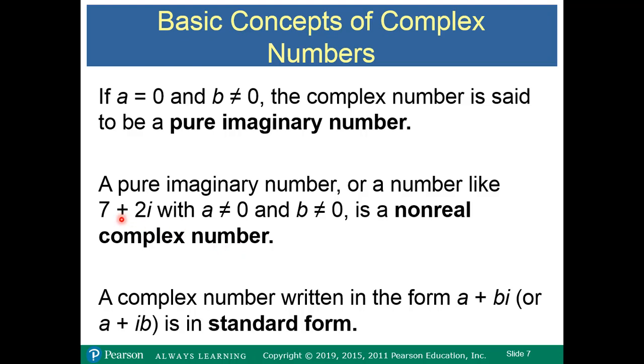Now, a complex number written in the form a plus bi, or if you want to switch it, a plus ib, it doesn't matter, though you normally put the b in front of the i, is in standard form. So a plus bi is the standard form for any complex number.